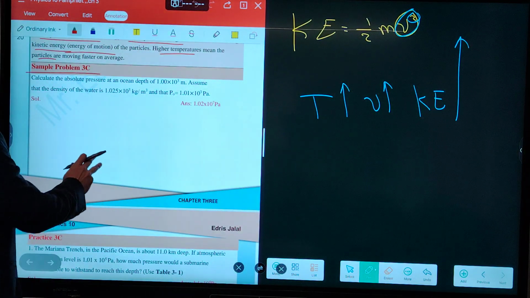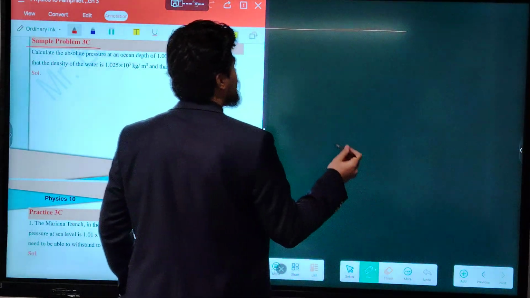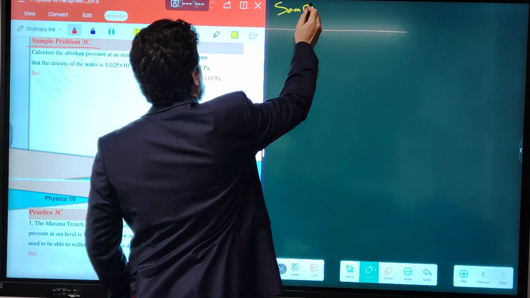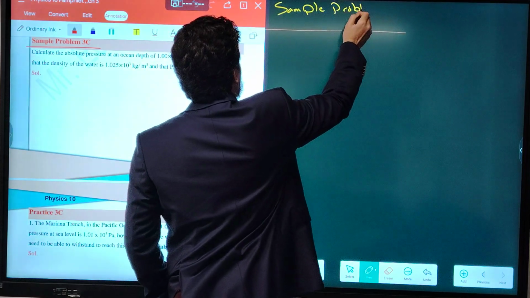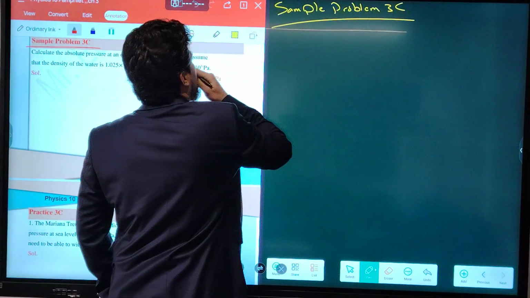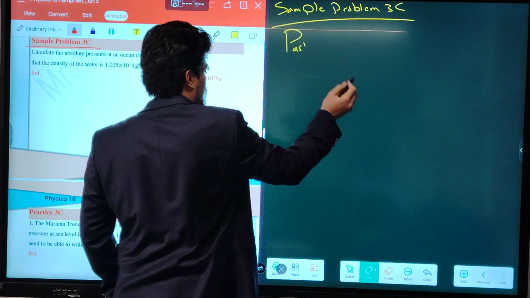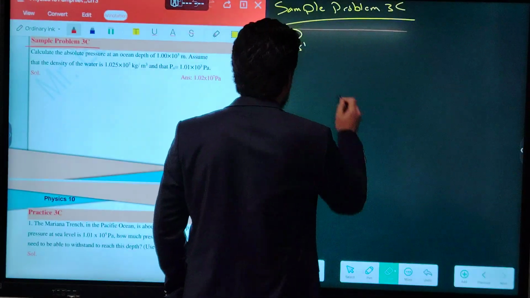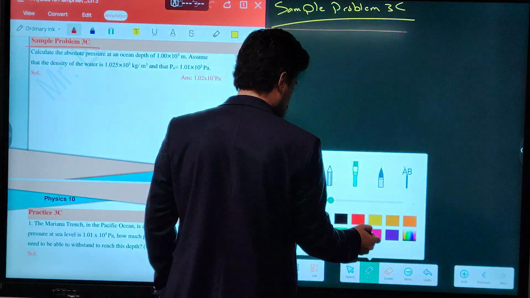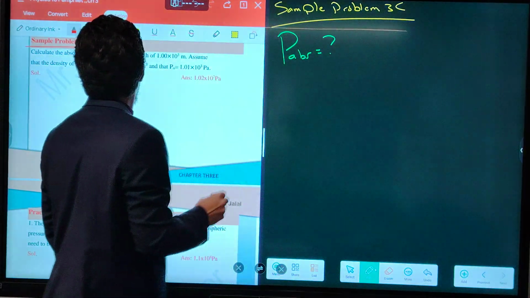Look at sample problem 3C. Calculate the absolute pressure. Guys, how can you determine the absolute pressure? What is unknown? Absolute pressure is unknown. P absolute is unknown. Okay?